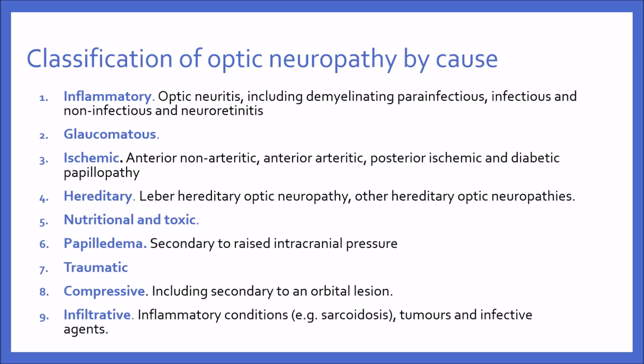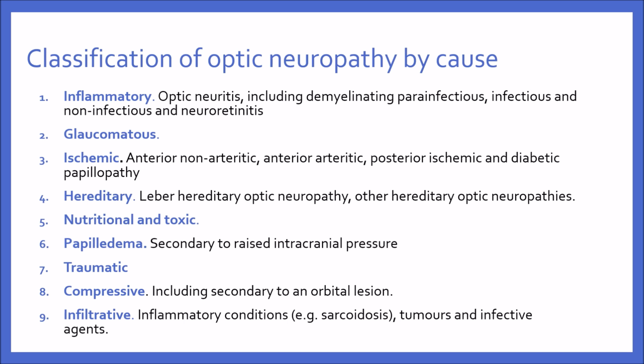And lastly, classification of optic neuropathy by cause. Inflammatory optic neuropathy occurs in optic neuritis, including demyelination, parainfectious, infectious, and non-infectious, and neuroretinitis. Then is the glaucomatous. Afterwards, the third cause is ischemic, which occurs in anterior non-arteritic and anterior arteritic, posterior ischemic and diabetic papillopathy. Then number 4 is hereditary, which occurs in Leber hereditary optic neuropathy and other hereditary optic neuropathy.